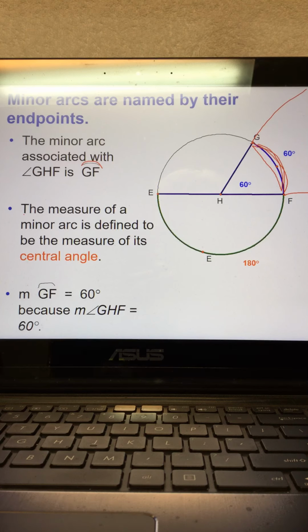It says the measure of a minor arc is defined to be the measure of its central angle. Now, what that means is if this central angle right here measures 60, this minor arc has to measure exactly the same. So I don't think I really have a place on your paper, but you need to write this. The measure of arc GF is going to be 60 because the measure of the angle is 60.